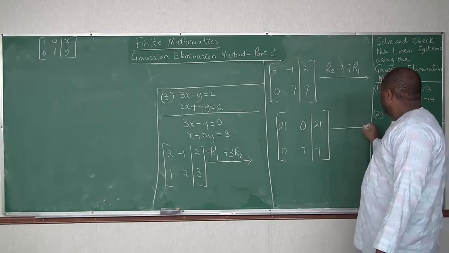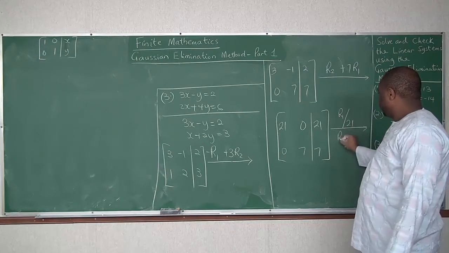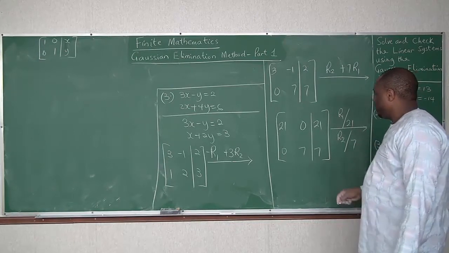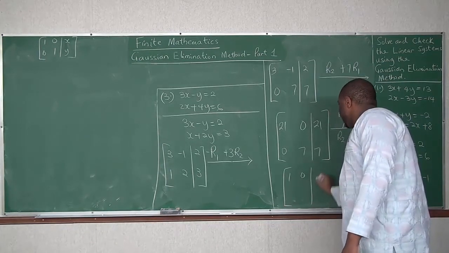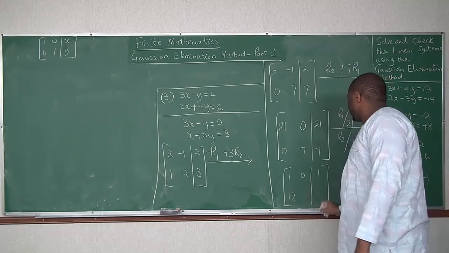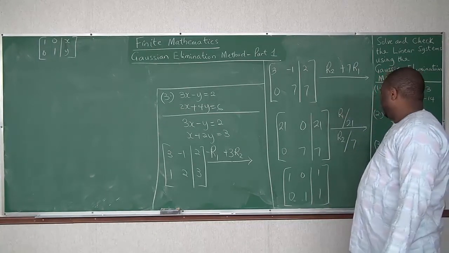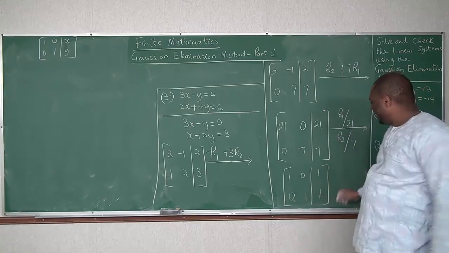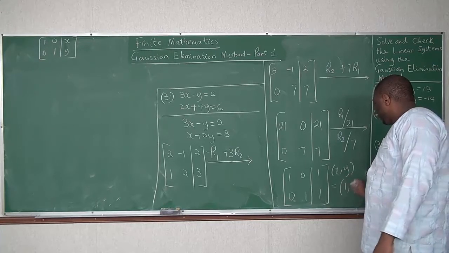And then what do we do? R1 over 21 and then R2 over 7. So this gives us what? 1, 0, 1, then 0, 1, 1. Wow, perfect. So x and y will be 1, 1.